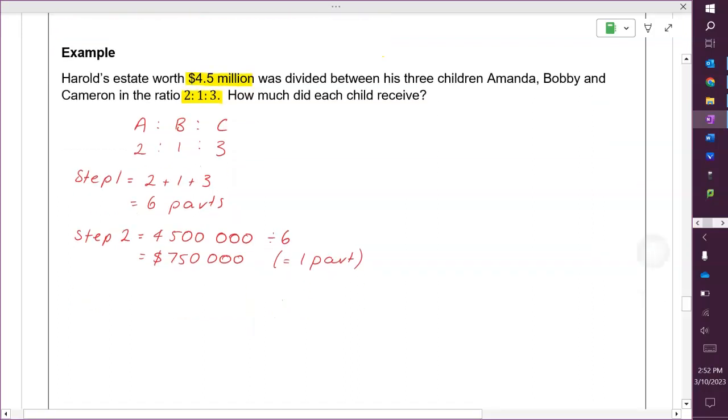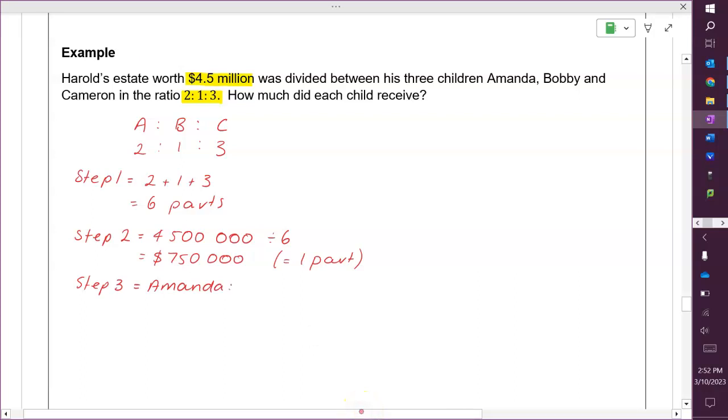Step 3 is we need to then multiply. So what we're going to do is we're going to work out each person. Now people do this differently. It's entirely up to you how you choose.